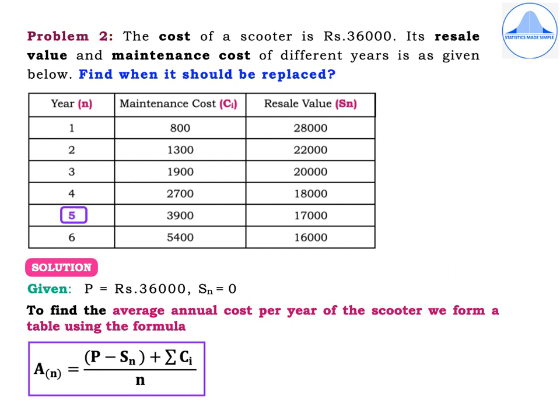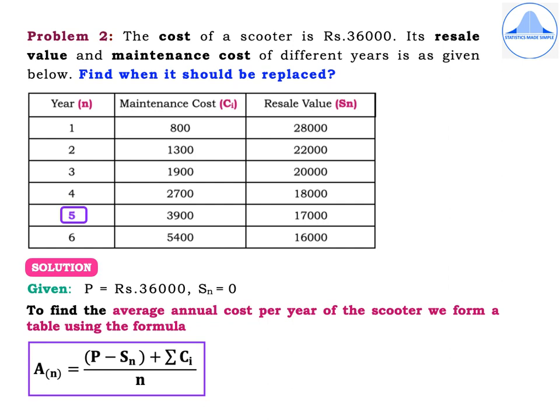Next column is the maintenance cost, that is 800, 1,300, 1,900, 2,700, 3,900 and 5,400. The resale value is 28,000, 22,000, 20,000, 18,000, 17,000 and 16,000. So these three columns are given to us in the problem. The first step is to mark the year as N, the maintenance cost as Ci and resale value as Sn. Let's start the problem now.